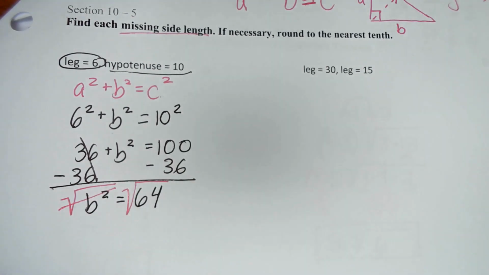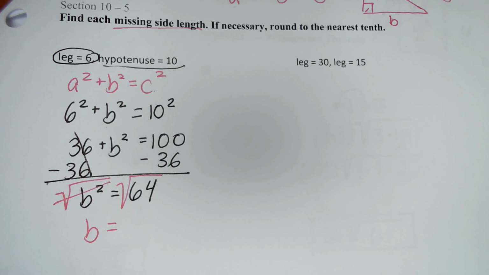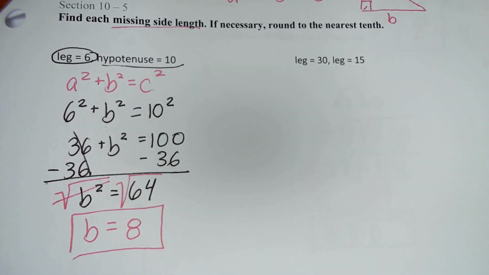So that will cancel out and leave b alone. And then the square root of 64 is 8. So our missing side length is 8.